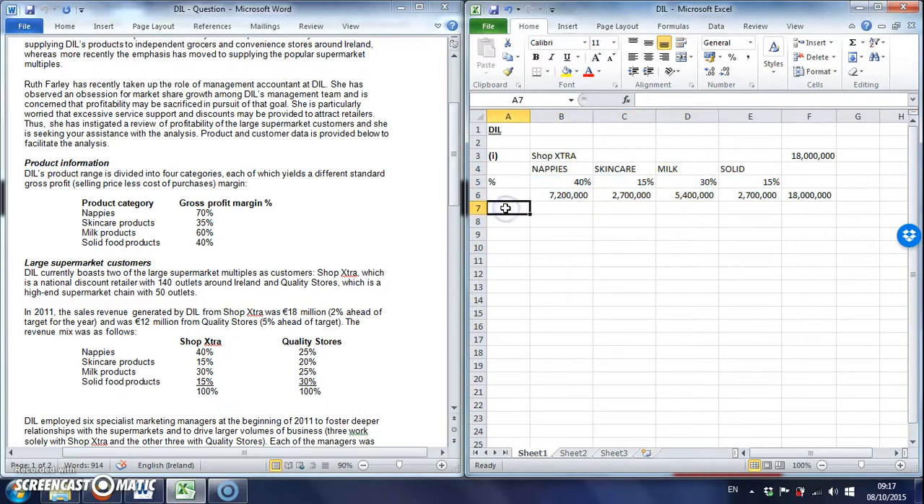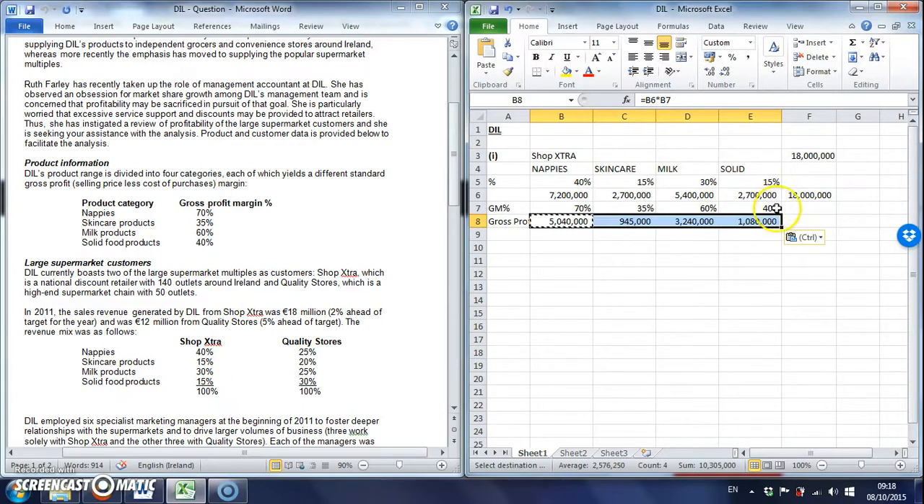Okay. Likewise, we want to figure out what's the gross margin. So in terms of direct costs based on this, what's the gross margin you're making in each of them? And we're told in percentage terms you're making 70% on nappies, so fairly profitable, 35% on skincare, 60% on milk products, and 40% on solids. So we can look at gross profit for Shop Extra will be, well, you're making 7.2 million sales of nappies and you're making a gross margin on that of 70%. So it means you're making 5 million gross profit on your nappy sales to Extra, and same logic across the board.